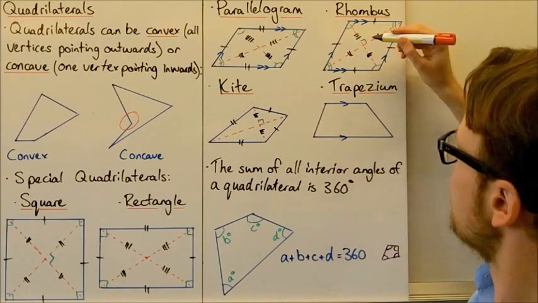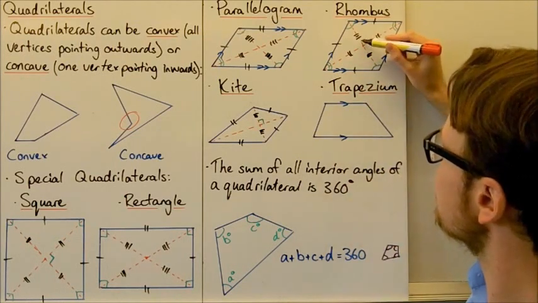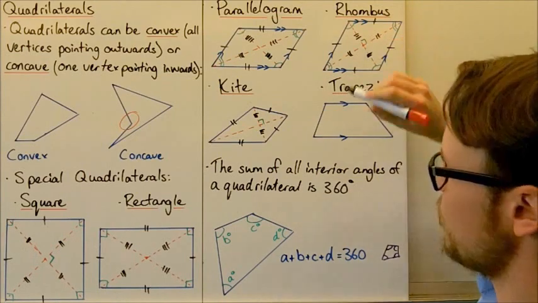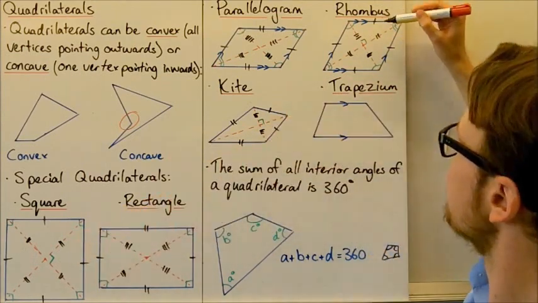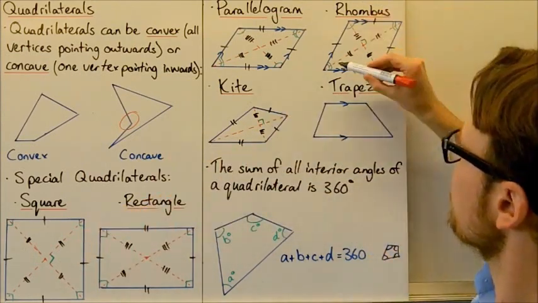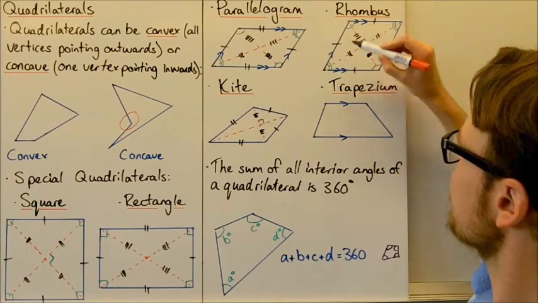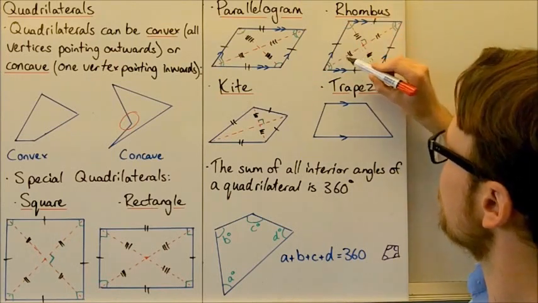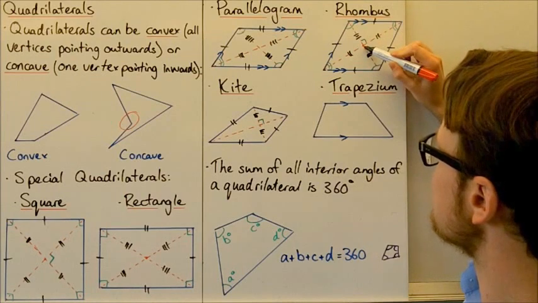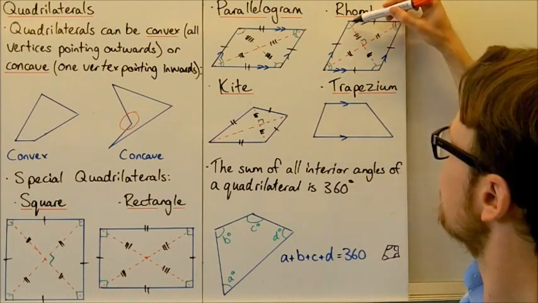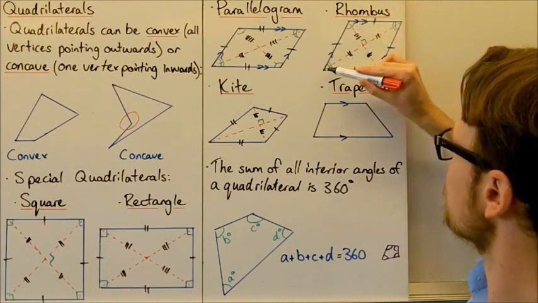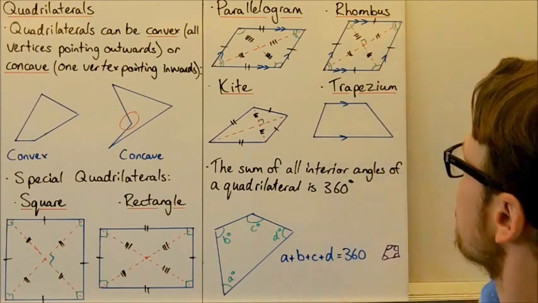Where our diagonals intersect is at a right angle as well, just like our square. And like our parallelogram, our diagonals are cut in two. So this diagonal here is divided exactly in two, but this diagonal here is much shorter than this diagonal here.